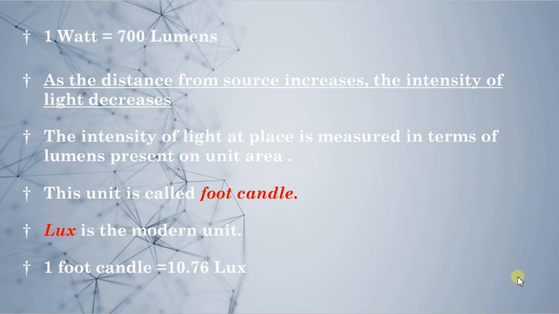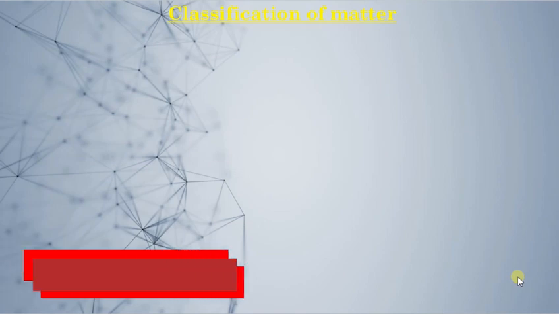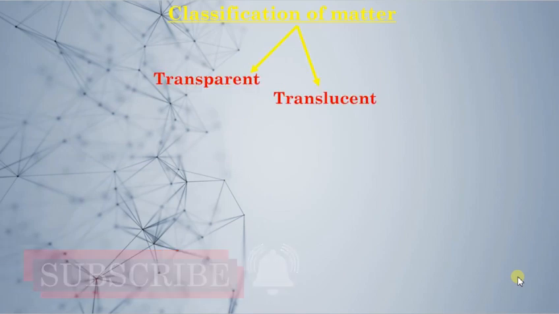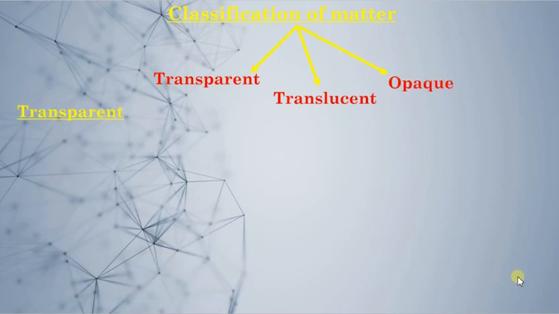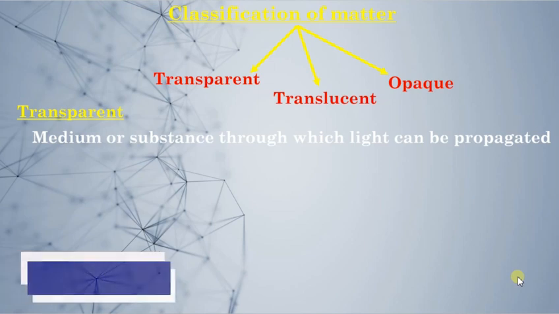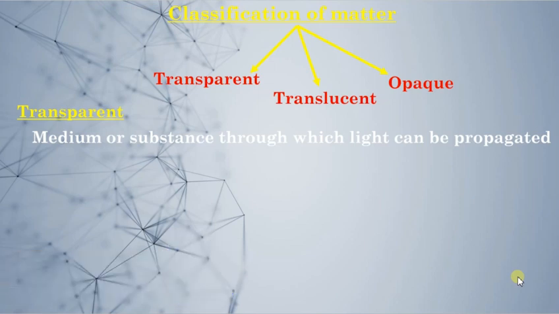Now let us see the classification of matter. As far as light is concerned, I can classify matter into 3 types: the transparent, translucent, and then the opaque substances. Now what is a transparent substance? A substance that allows the light to pass through it, or which helps in propagation of the light through it, is called a transparent substance. Example, transparent glass or a plastic sheet.